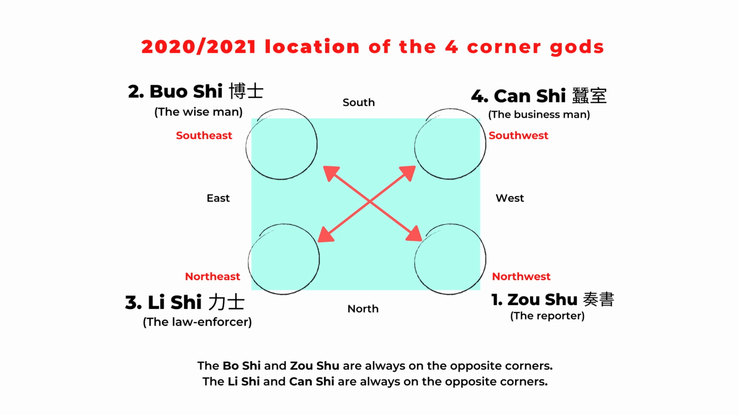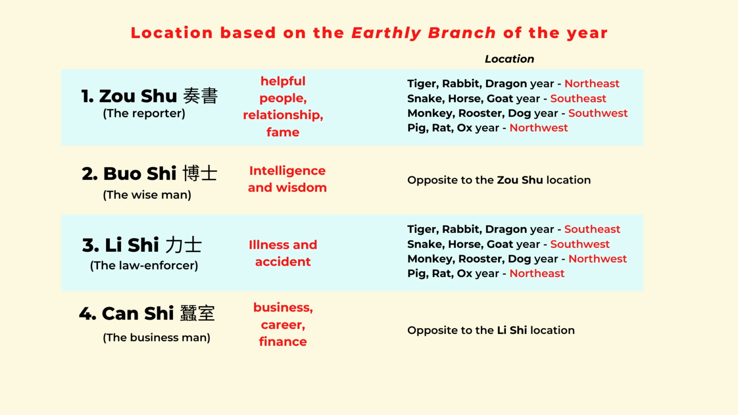So how do we know which god goes to which corner? There are some simple rules. It's based on the earthly branch of the year, and the earthly branch can also be represented as the animal signs. So for the 咒书, you can see the chart on the right that's related to the 12 animal signs. Every 3 years, they change the location. That's the same with all four gods.